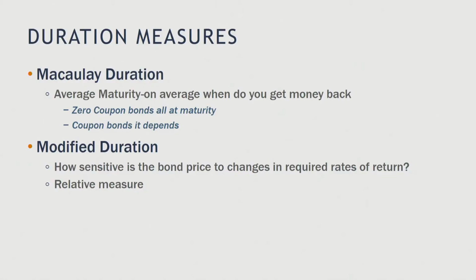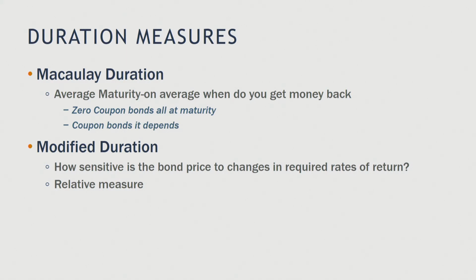In this session, I'm going to talk about Macaulay duration. I want to talk about how it's defined, how it's calculated, and how it's used. Macaulay duration is a metric that measures the average maturity in years of a coupon bond. It answers the question, on average, when do you get your money back?